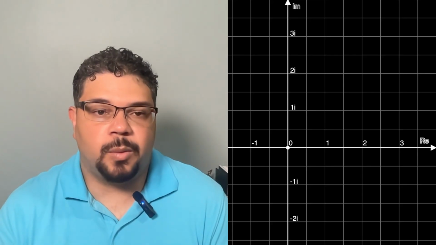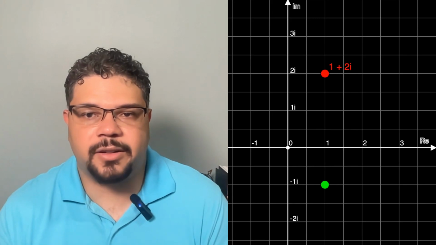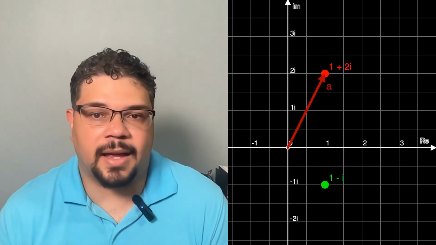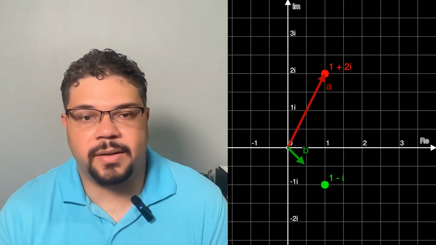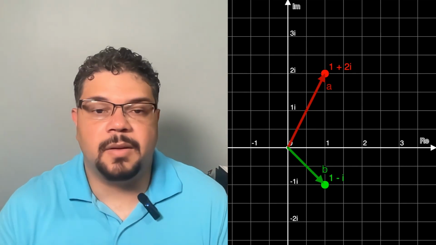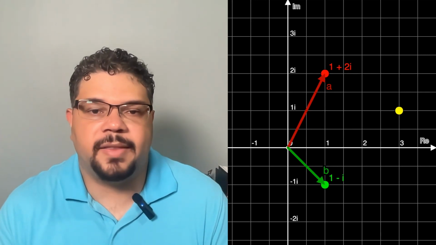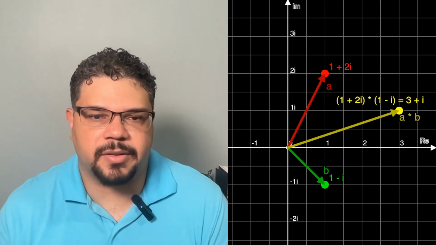So what does this have to do with vectors? Well, a 2D vector can be thought of as an imaginary number with the x component being the real value and the y component being the imaginary value. So 1 plus 2i is a vector with an x value of 1 and a y value of 2. And 1 minus i is a vector with an x value of 1 and a y value of negative 1. So we can multiply vectors by first interpreting them as complex numbers and then multiplying the resulting complex numbers.